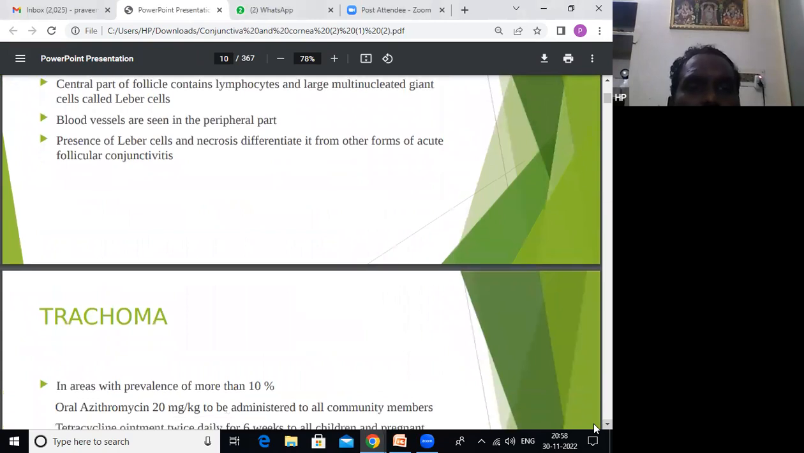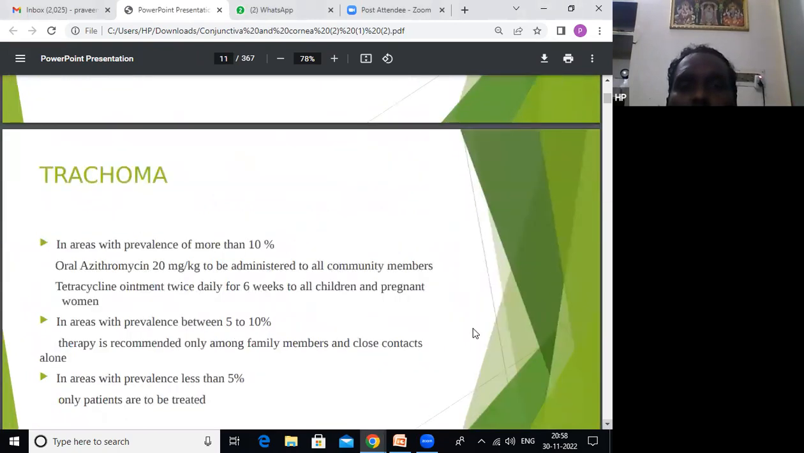There's always a question on prevention of trachoma: how do you prevent it, and what treatment is given for prophylaxis of trachoma? In areas with prevalence of more than 10%, what's the prophylaxis? You have to give oral azithromycin 20 milligram per kg body weight to all the members in the society. And tetracycline eye ointment, you have to give 2 times daily for 6 weeks to all children and pregnant women. So the drug of choice for prophylaxis or prevention of trachoma is azithromycin, tetracycline, doxycycline, something like that.